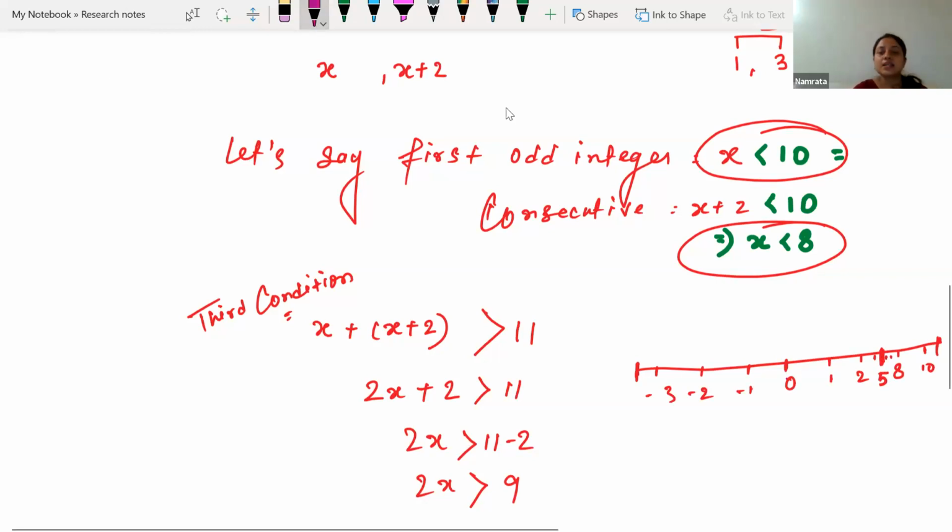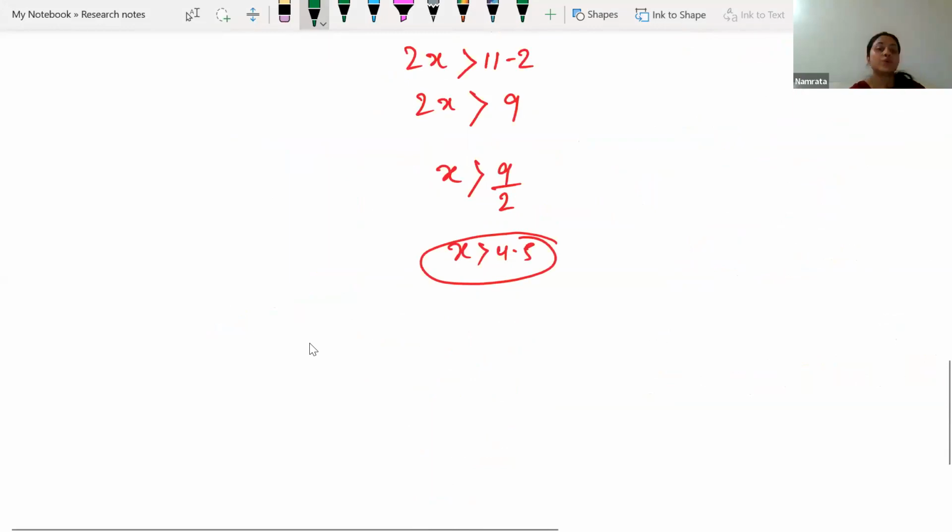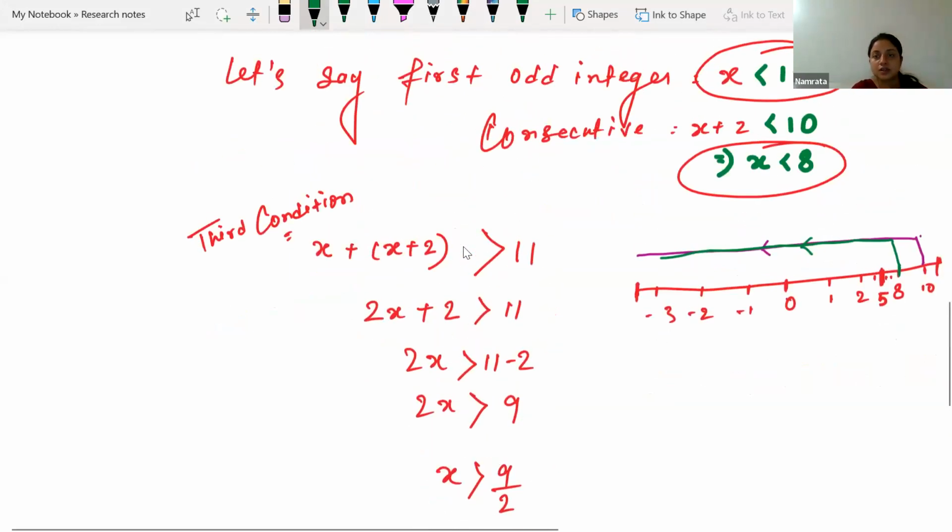Now, let me mark all the given situations. The first one is x is less than 10. Less than 10 means this is 10 and x will be on this side. Yes or no, Lina? Yes, ma'am. Now the next one says x is less than 8. So according to the next scenario, x is lying over here, less than 8. And after that, the last case says x is greater than 4.5. So 4.5 is somewhere here, and x is greater than that, in orange color.